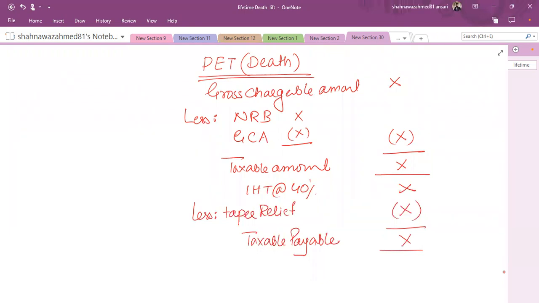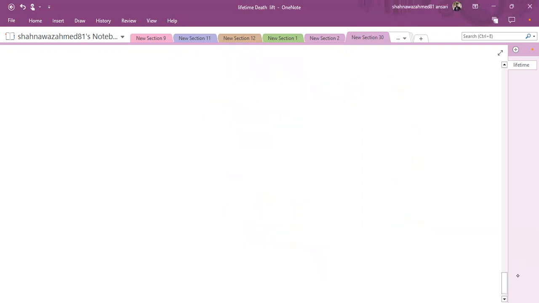So this is how lifetime gifts are taxable at the time of gift or at the time of death of an individual. Moving forward, if someone does not transfer any lifetime gifts and holds everything in the death estate, will it be a feasible thing to do? Whether we should transfer a lifetime gift or hold the gift in the death estate?